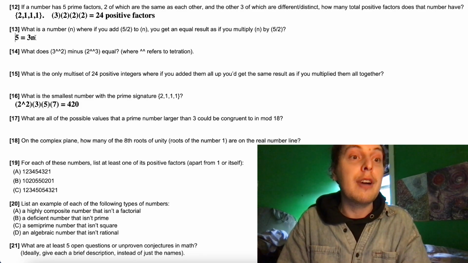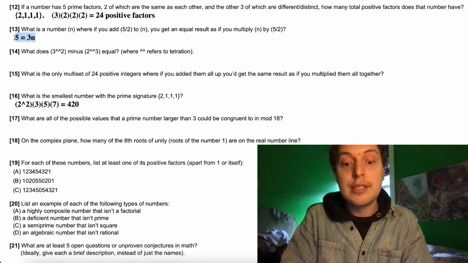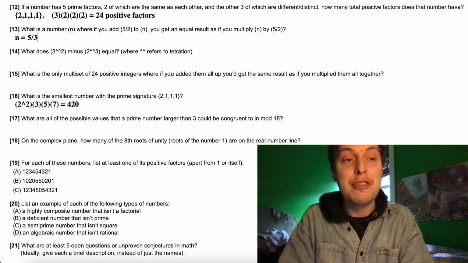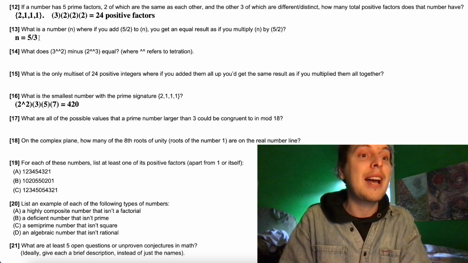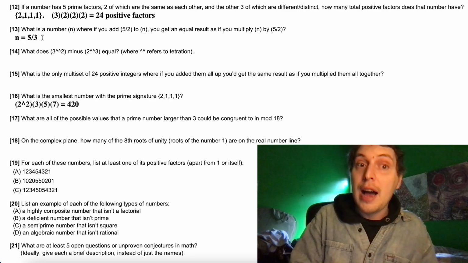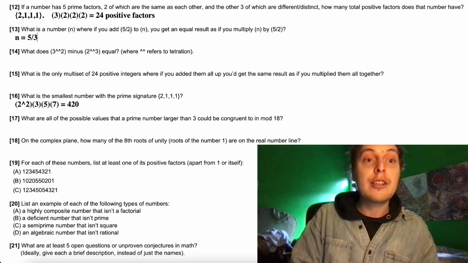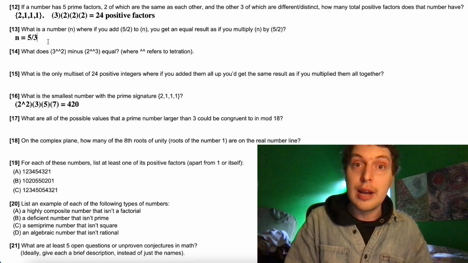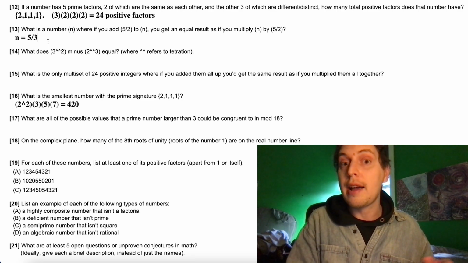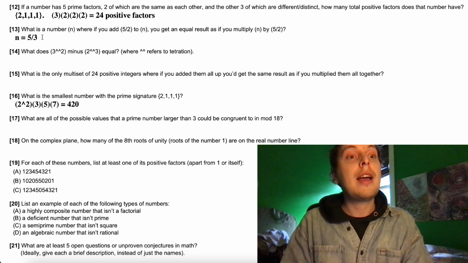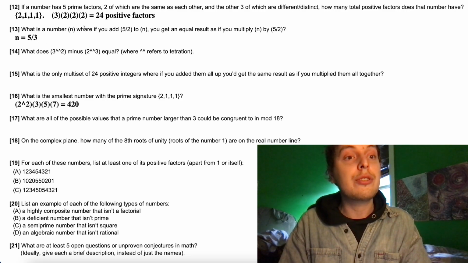And if I divide by 3, I can see that n equals 5 thirds, because we had 3n equals 5. So n equals 5 thirds. And it's true that if you add 5 halves plus 5 thirds, you get the same result as if you multiply 5 halves times 5 thirds. And so that is our result of our number n.